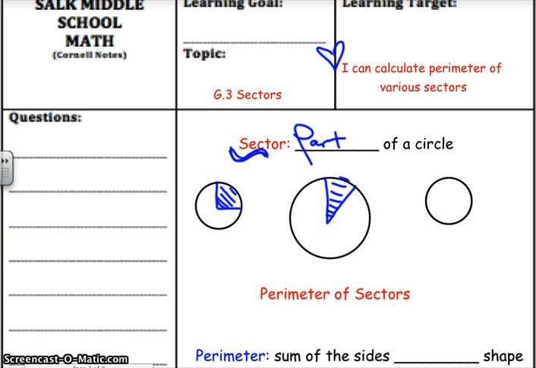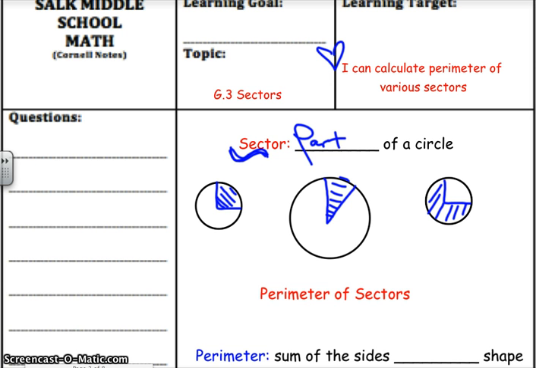And what's this sector? 3/4. And a lot of students like to think that the sector is always the smaller one, and it's not always the smaller one. Sometimes the sector is the larger one, so just be careful about that.